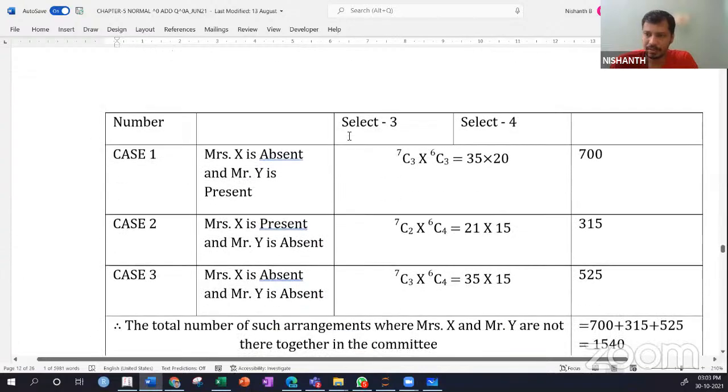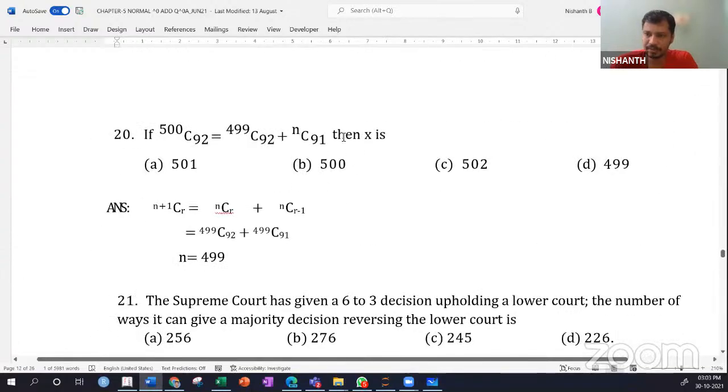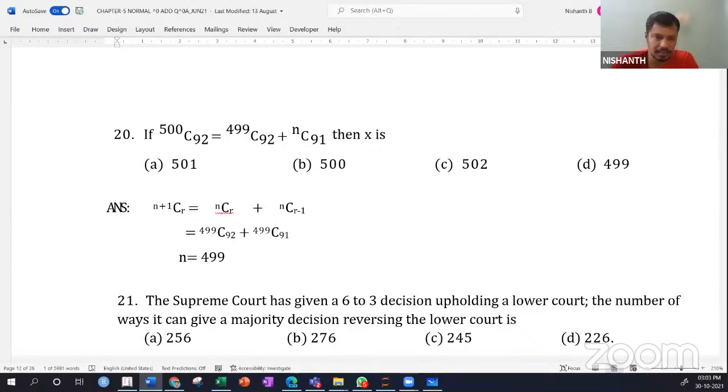This is also that community problem which we solved. This is a formula. This has also appeared once in your exams, CA Foundation. So it's a formula to be remembered. If you remember this formula, I don't think you have any problems there.